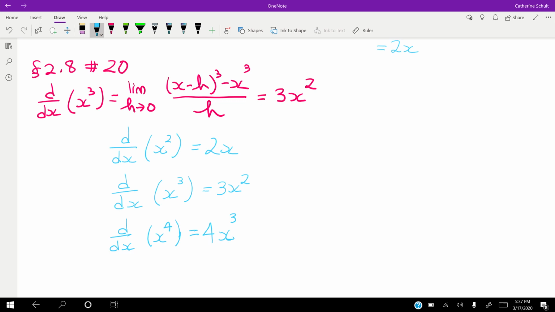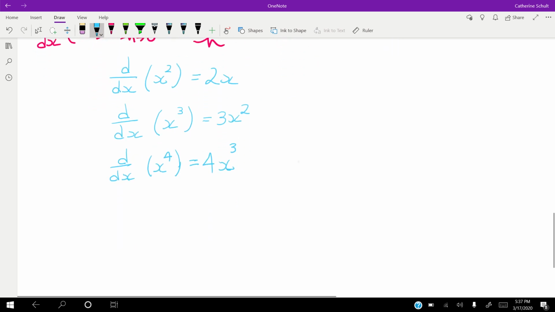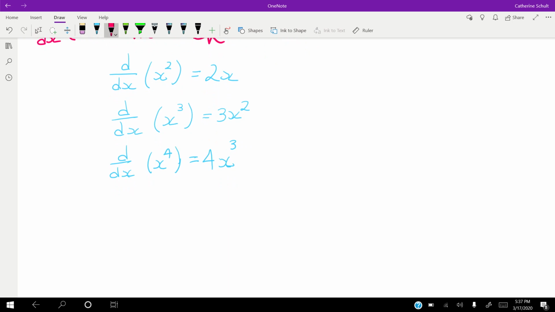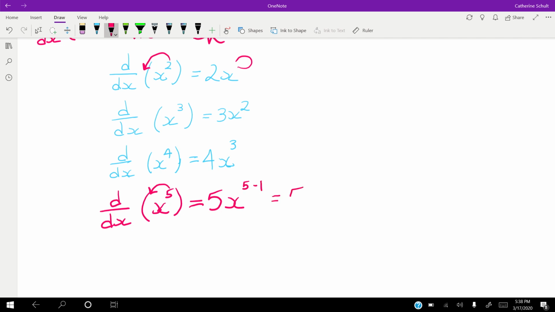Did you pick up on the pattern? Let me show you what's going on. When we take the derivative of a power function like x to the n, we bring down the exponent and then subtract 1 for the new exponent. So let's do it for x to the fifth. We bring down the exponent in front and then subtract 1 from the exponent. So the derivative is 5x to the fourth.